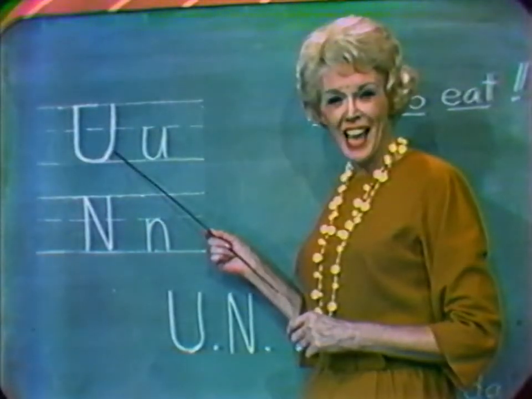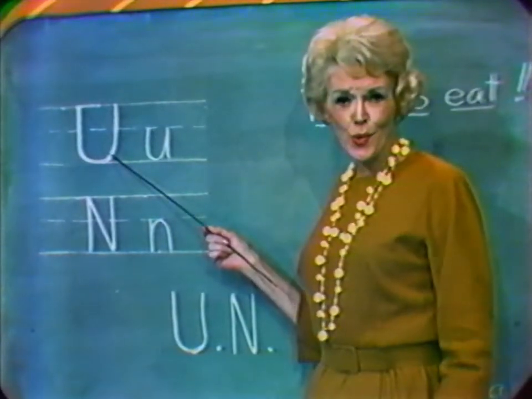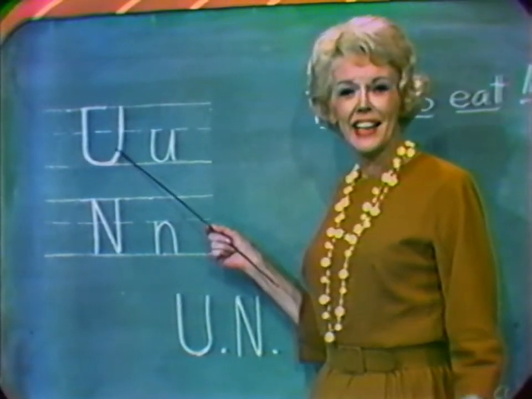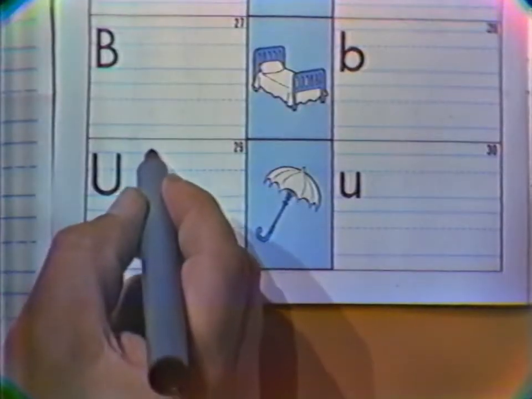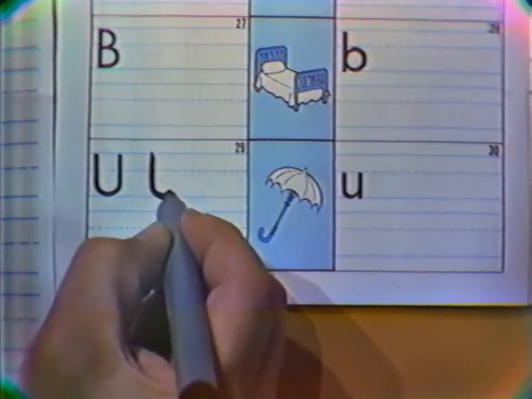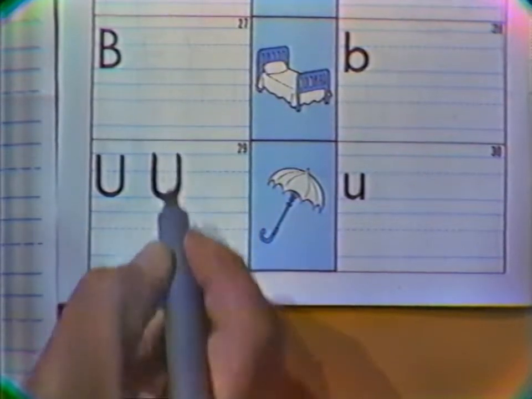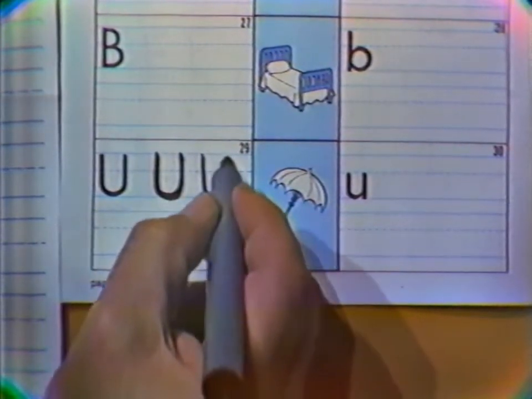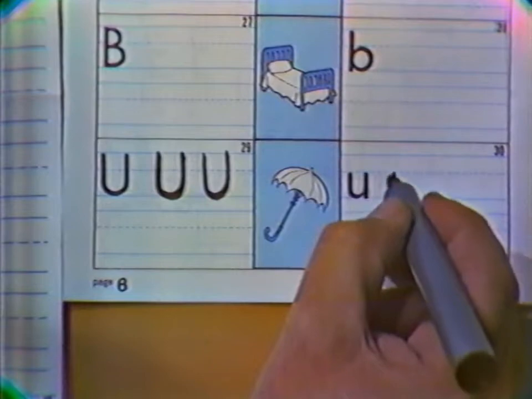Here's our new letter, and it's an easy one. The letter U, as in umbrella and use. Capital U. We start at the top, go straight down, curve around, and touch the bottom line, and straight up. That's it. U and small u.